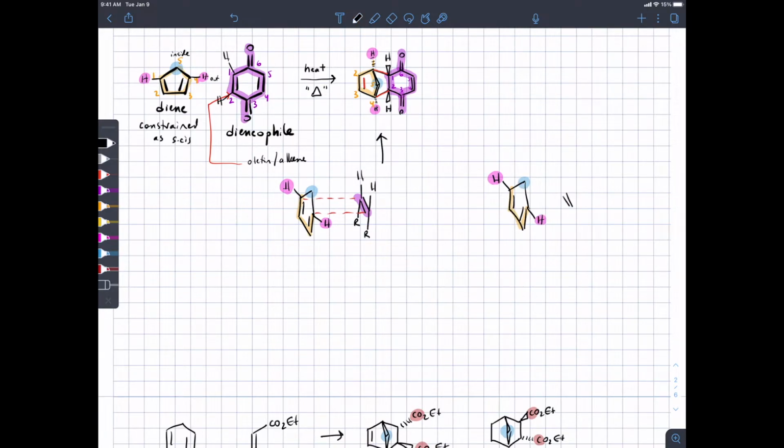So in other words, what if we flip the olefin so the R groups were going this way? If we had done that, we would have expected to see the following product in addition to the one that was drawn to the left, and that is protons are down, R groups are up.